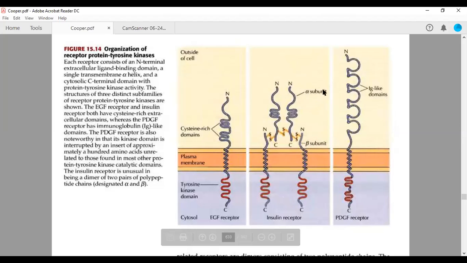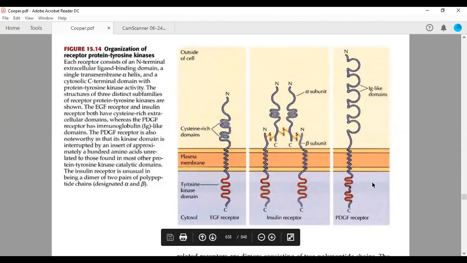So you need to remember this. There are two polypeptides, one alpha and one beta, and they are already present as homodimers, and insulin binding to the alpha subunit will lead to changes in conformation in the beta subunit C-terminal domain. So there is autophosphorylation or cross-phosphorylation occurring here. These are the three disulfide bonds. One other family of receptor tyrosine kinases has immunoglobulin-like domains. These are antibody-like domains, present, for example, in platelet-derived growth factor receptors.